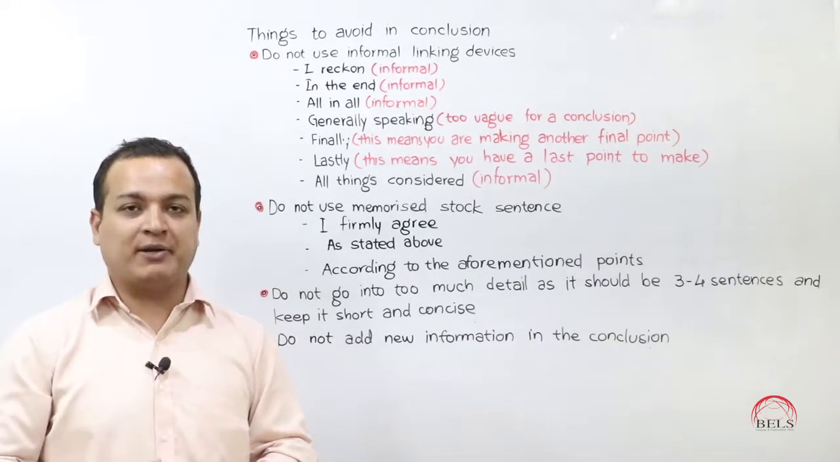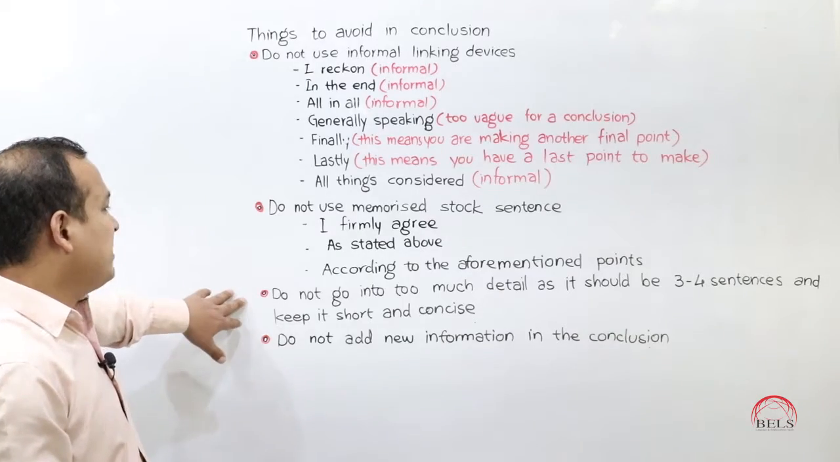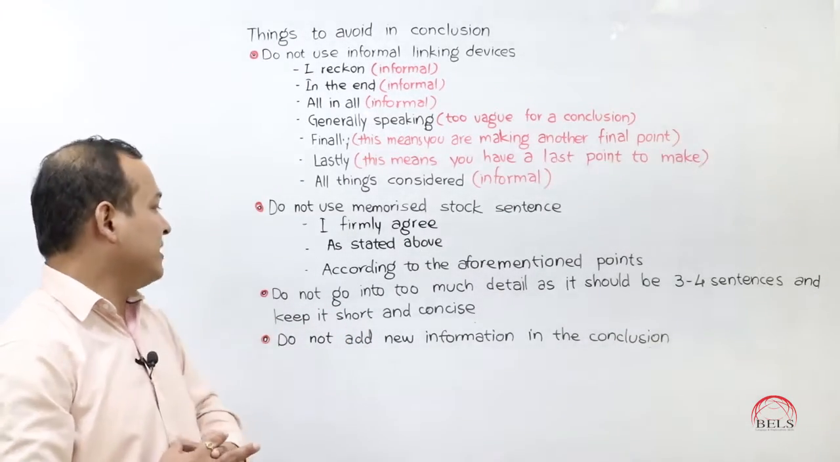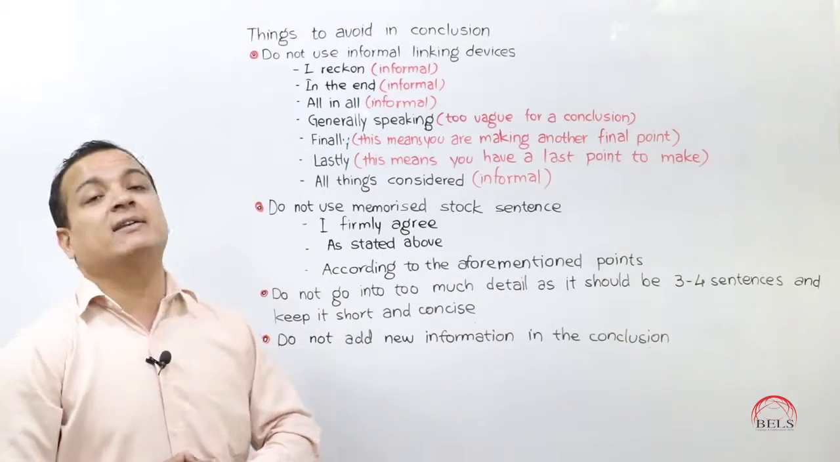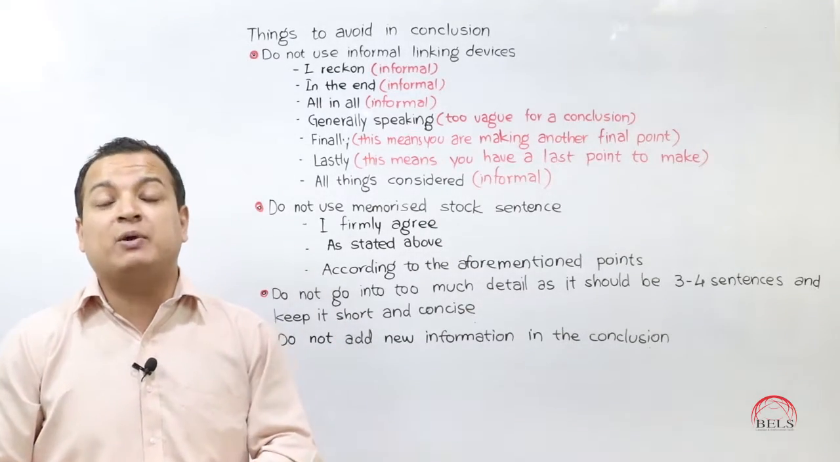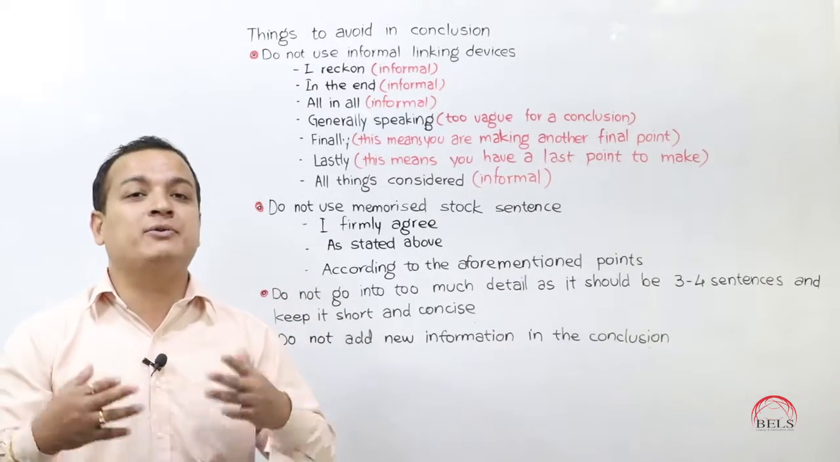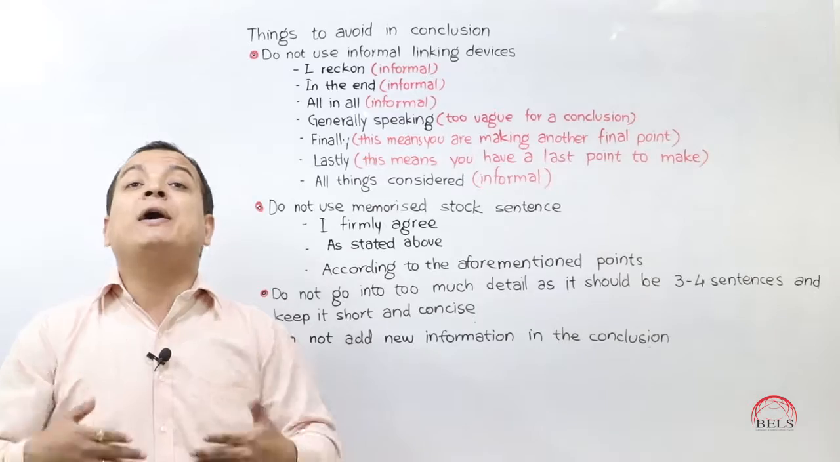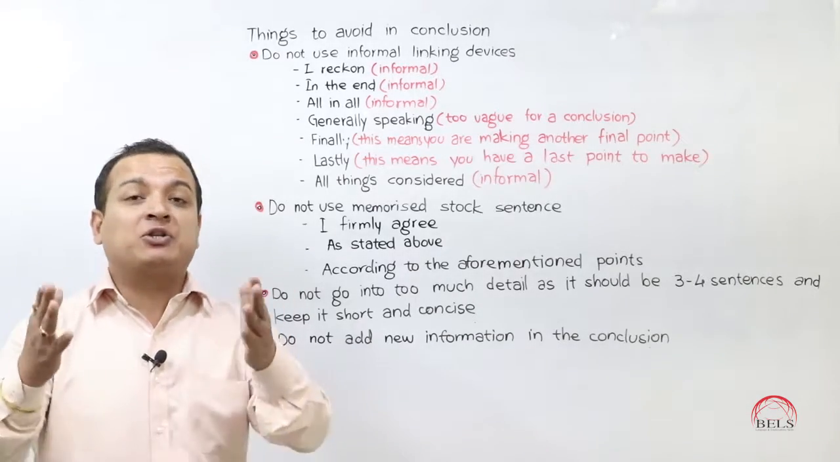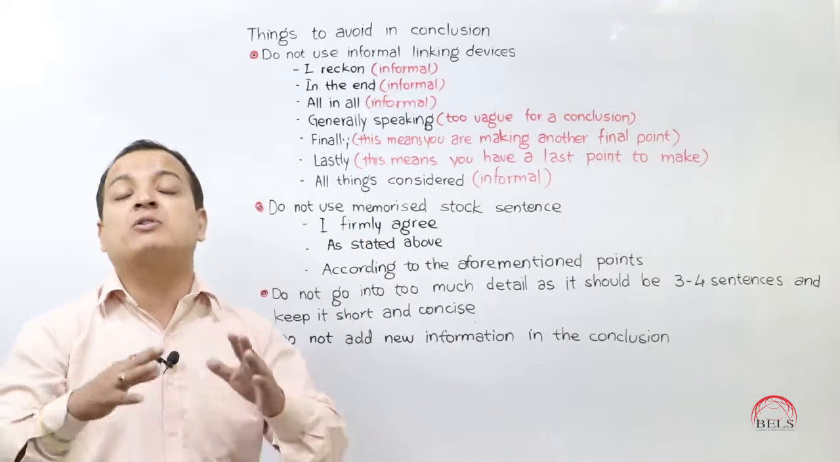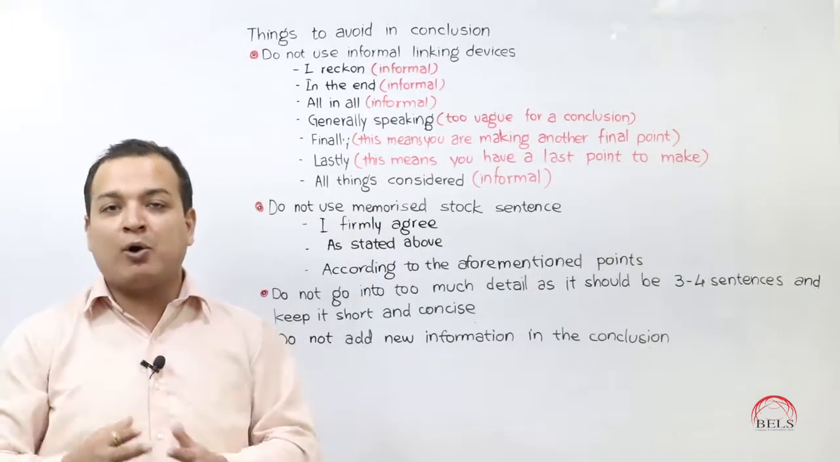I'll explain you later. Now, the third point is do not go into too much detail, as it should be 3 to 4 sentences, and keep it short and concise. Many of our students keep on writing. They do not realize how many words they are using in the conclusion part. They try to explain that. Guys, make sure you explain this thing in the body paragraph. You are not supposed to explain something in the conclusion part.